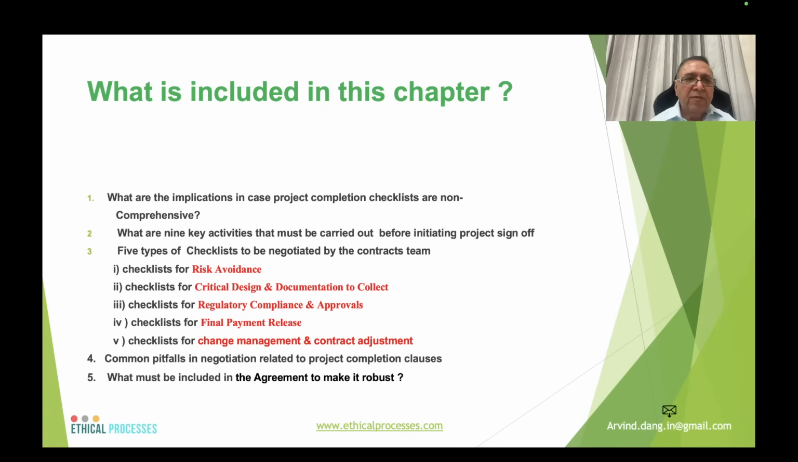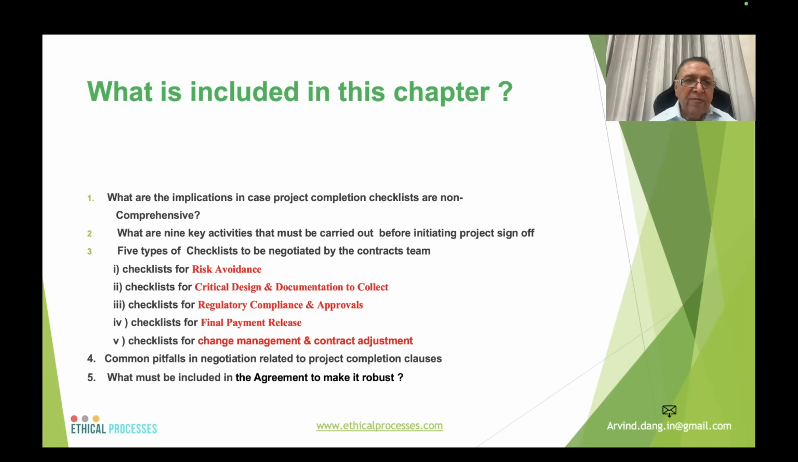What is included in this chapter? 5 aspects have been covered. One is, what are the implications in case project completion checklists are non-comprehensive? 2. What are the 9 key activities that must be carried out before initiating project sign-off? Of course, by the project team. 3. 5 types of checklists to be negotiated by the contract team.